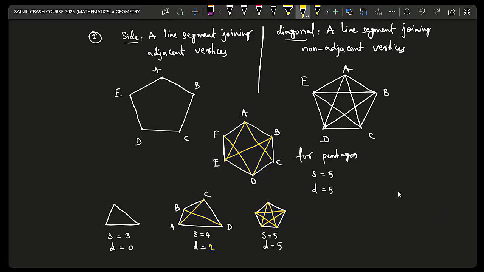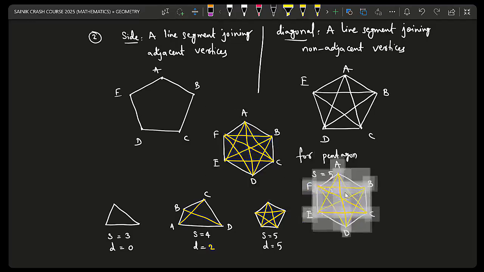Yes, Rishikesh, can you complete the diagonals? Sir, F and B. 6 over. Next. F and C. Very good. 7. D and A. 8. E and C. 9. Any other diagonals possible? No, sir. Very good, Rishikesh. You got the correct answer. So the number of diagonals we got for a hexagon is 9.